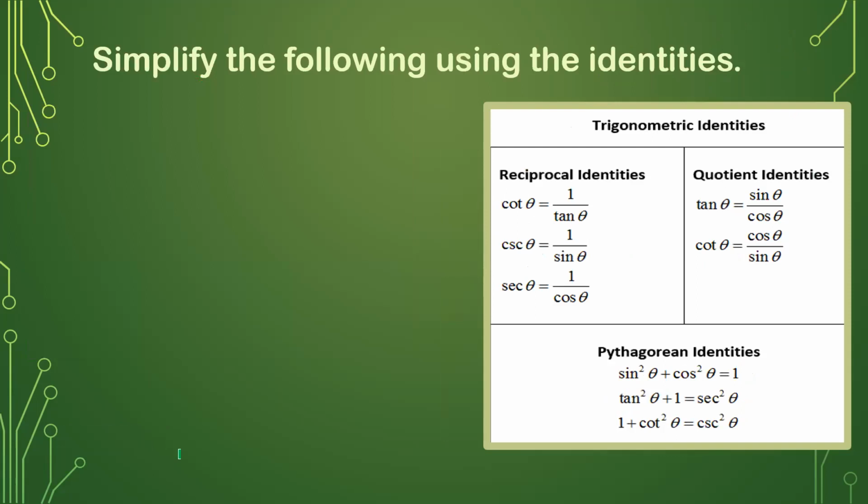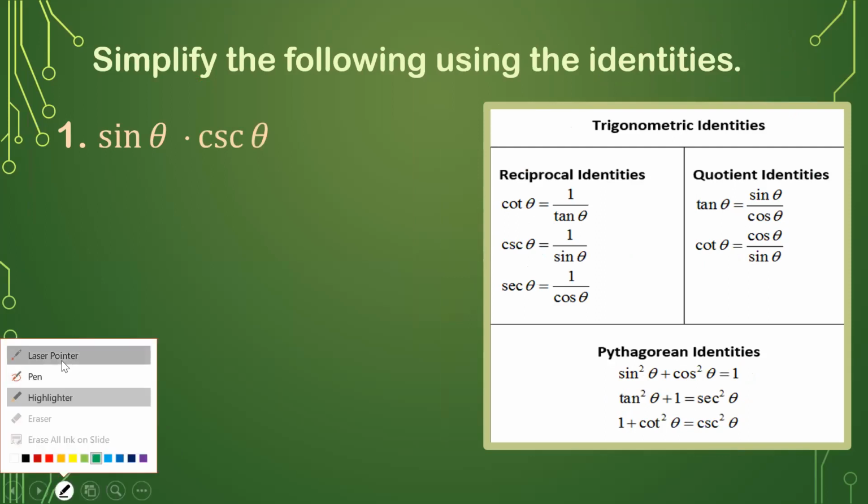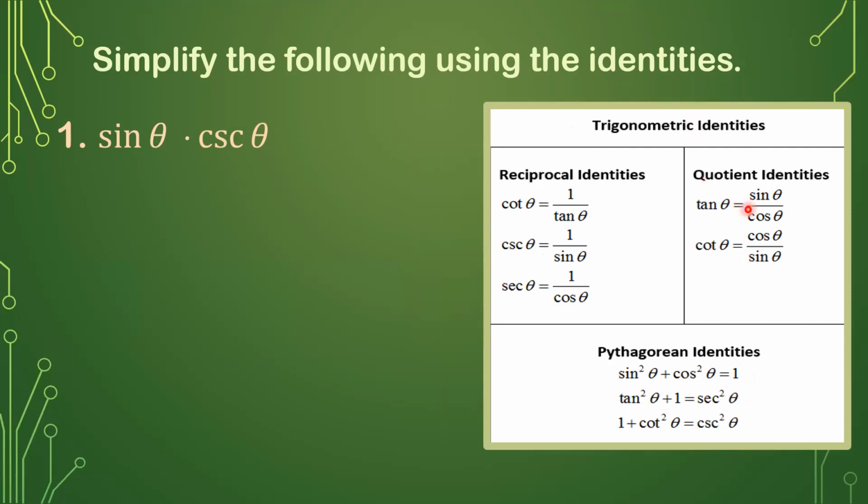So let's simplify the following using the identities. First up is sine theta times cosecant theta. These are reciprocal functions, sine and cosecant. So their product, ito yun eh. Ibig sabihin, pag minultiply natin sila, the product is just equal to 1. Okay, ito yun, di ba? Para ka lang nag-cross multiply.